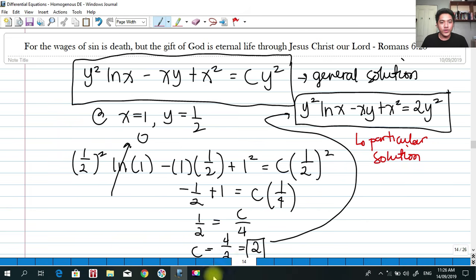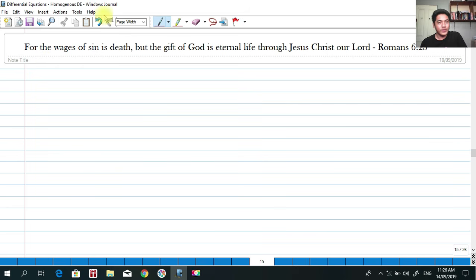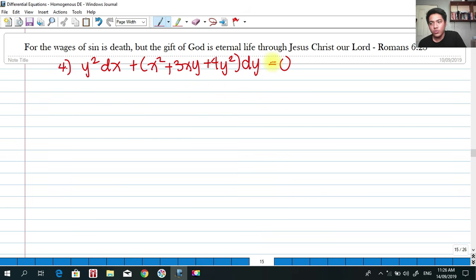So again, let's try to solve another problem. Let's try to solve number 4. We have y squared dx plus x squared plus 3xy plus 4y squared dy is equal to 0 when x is equal to 2 and y is equal to 1. As you can see here, this should be our M, this should be our N.